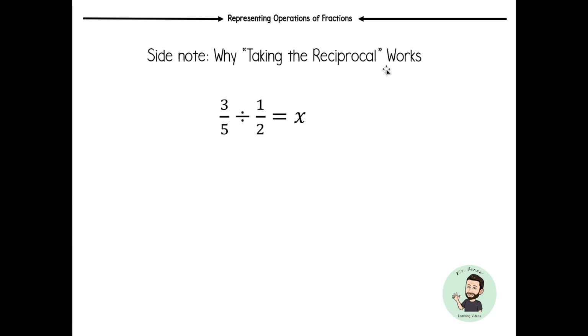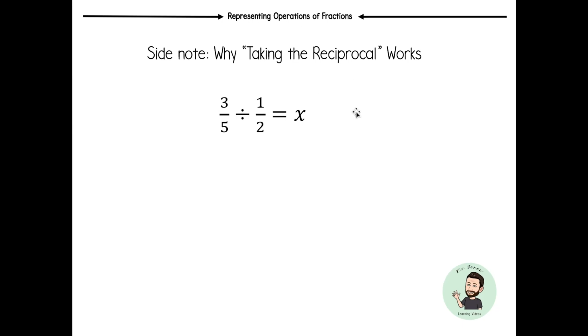Okay, I'm just going to quickly discuss why taking the reciprocal works. And this is sort of advanced. It's kind of like a grade 9 concept. But I'm going to set up just a standard dividing fractions question in an algebraic form. So we have x, which is a number that we don't know, and we have 3/5 divided by 1/2 is going to give us x. And we're going to do some things to rearrange this expression to show why we can use the taking the reciprocal method.